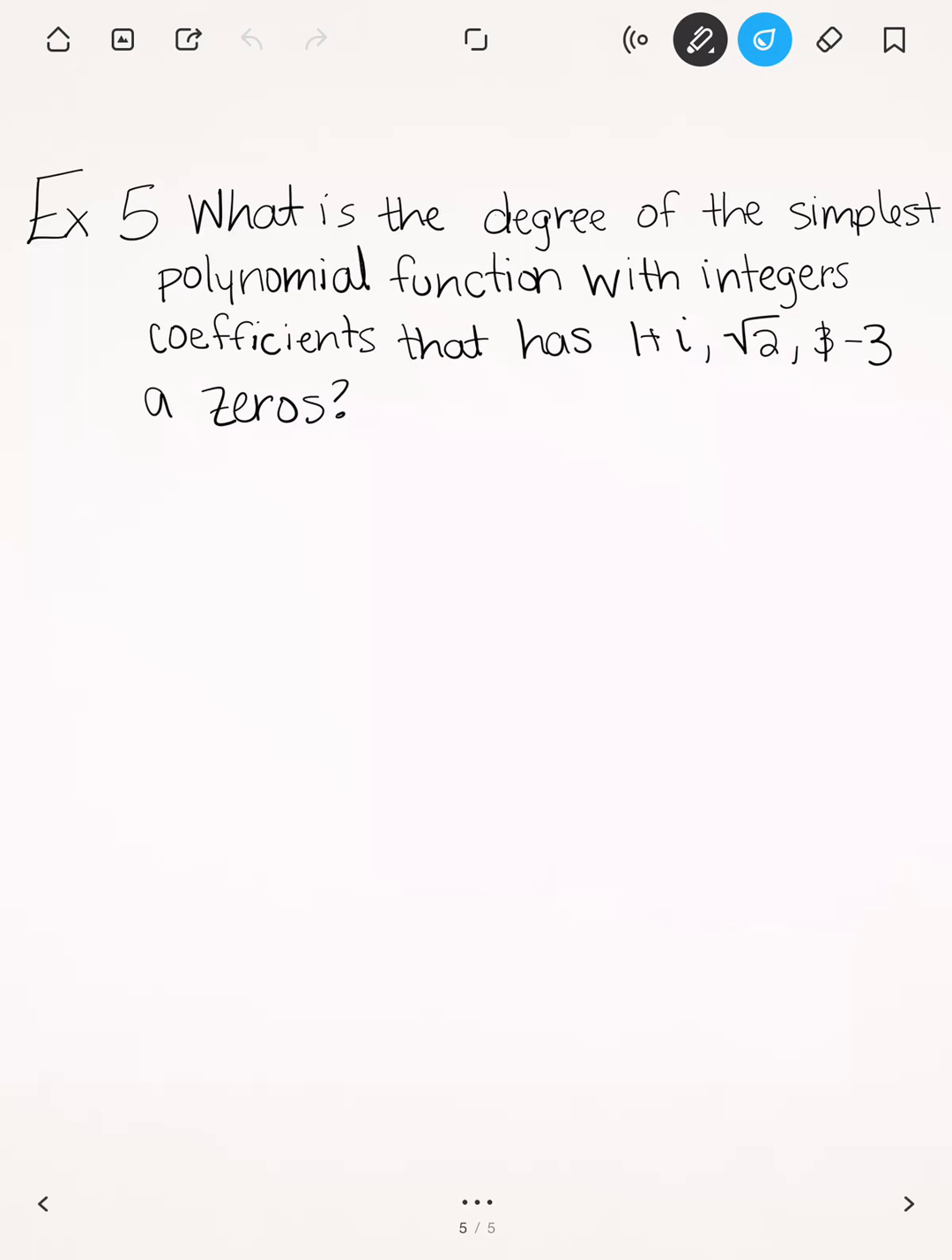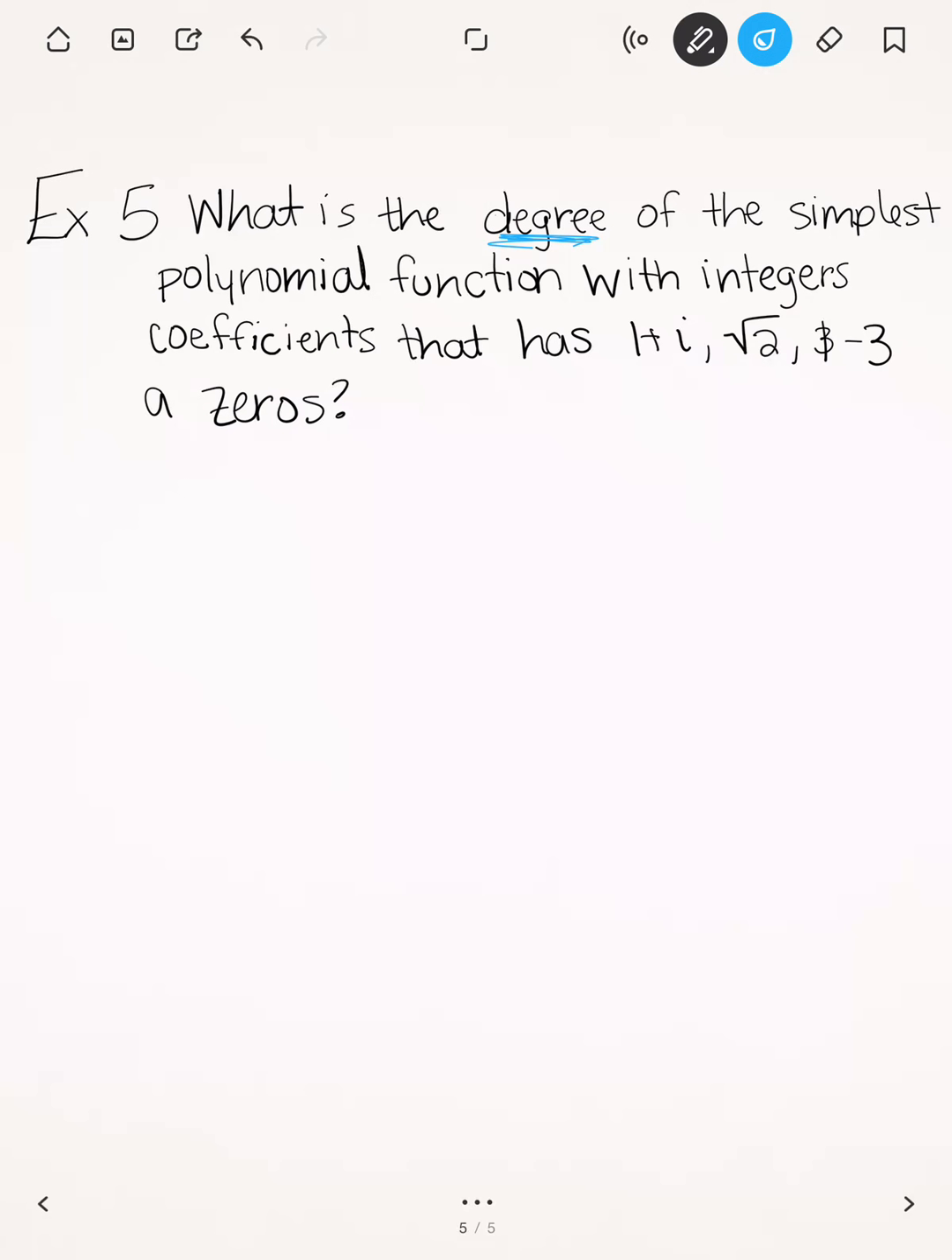Okay, last question. So we have to actually read this and understand what it's asking. What is the degree of the simplest polynomial function with integer coefficients that has 1 plus i, radical 2, and negative 3 as zeros? It's not wanting me to solve it. All it wants to know is what is the degree.